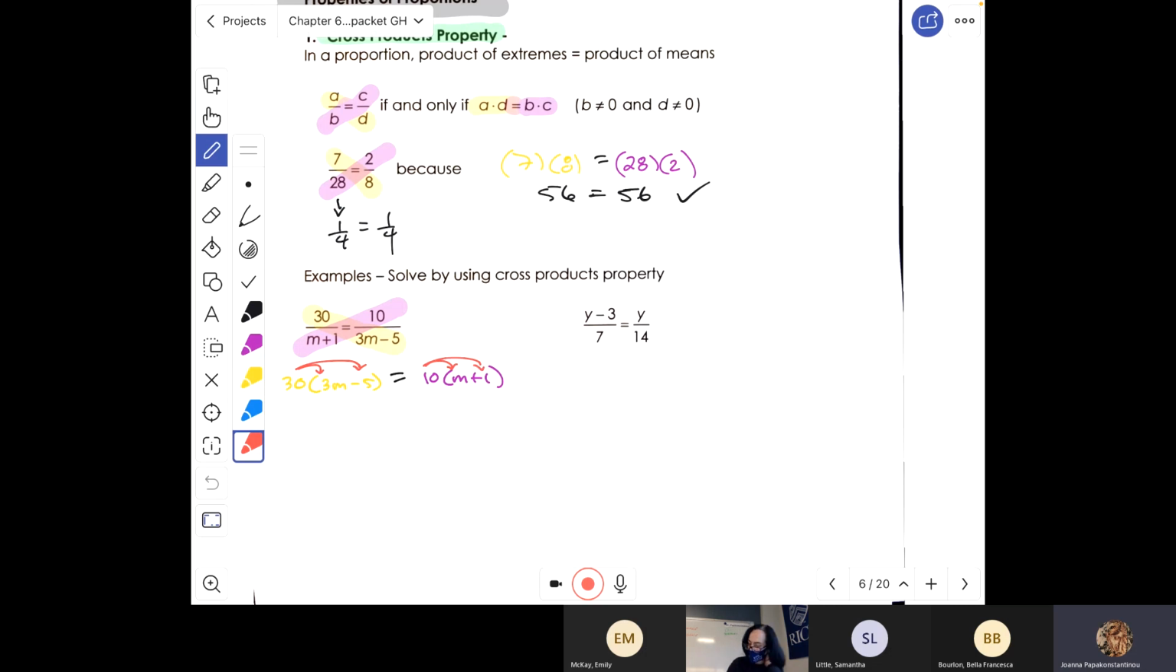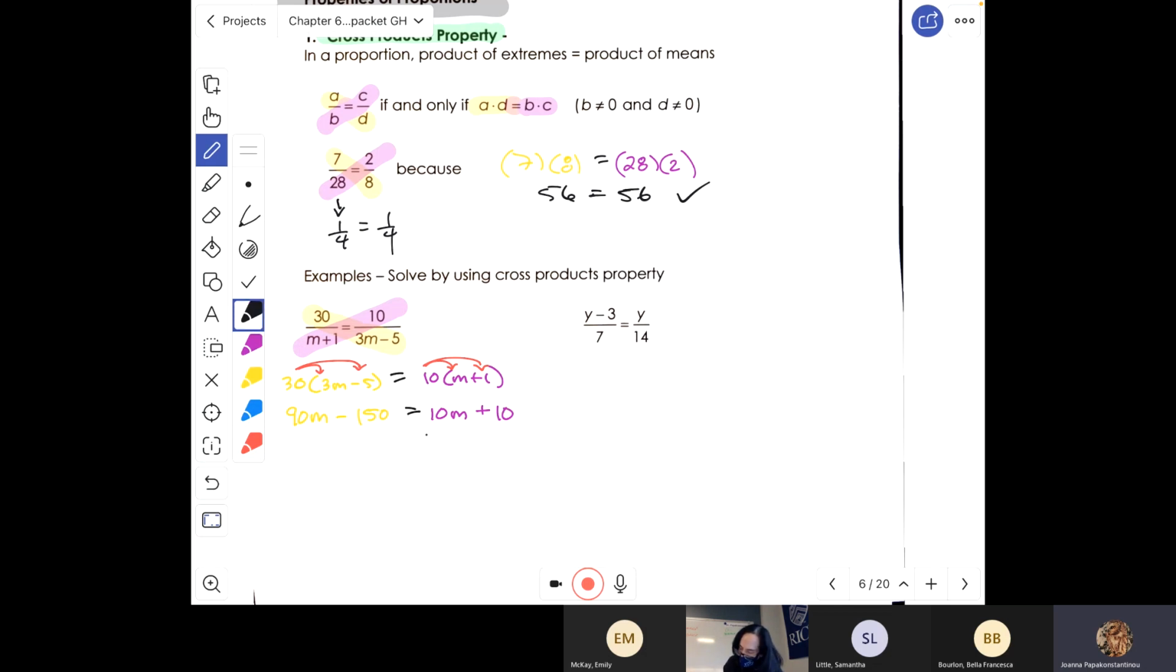So if I distribute the 30 to each term inside the parentheses, what is my new binomial on the left? Multiply, multiply, multiply. Excellent. And if I distribute on the right-hand side, what am I going to get? Plus 10. Now, I'm obviously solving for the variable m, so I need to get all my terms with m's on one side of the equation, the constants on the other, and solve for the value of m.